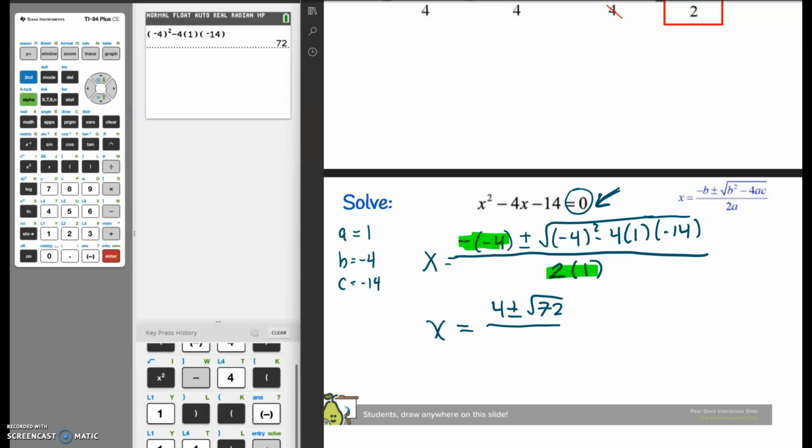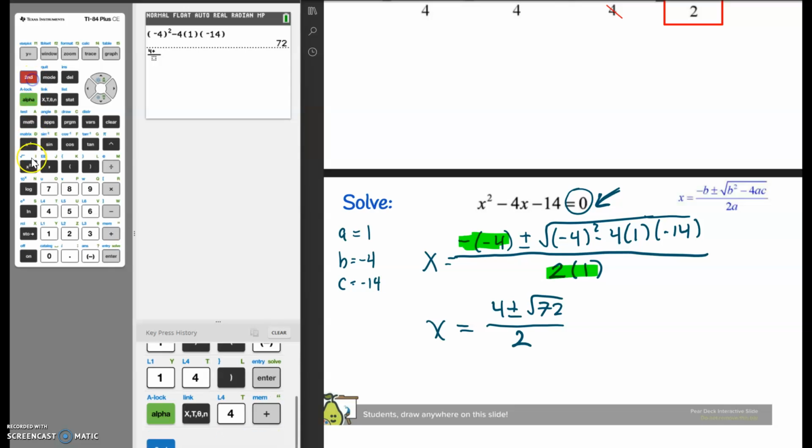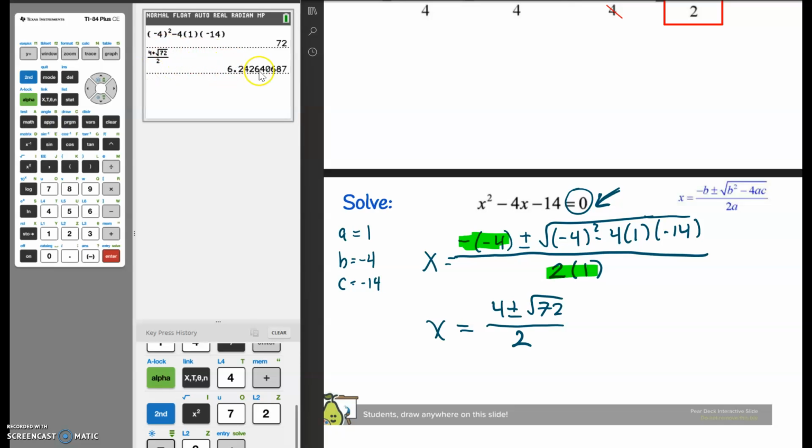So here's where we're at right now. 4 plus or minus the square root of 72 over 2 is our solution to our problem, but we do want to simplify it. And one more time, we're not currently looking for just the decimal. Sometimes if we ask you to round, yeah, you can just go to your calculator, type it in, you can say 6.2. But we want the exact answer right now.